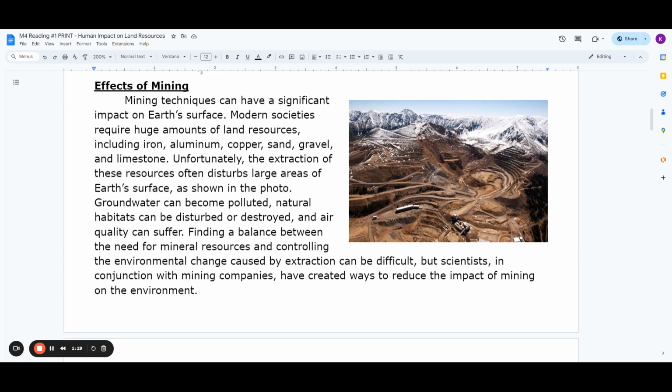Finding a balance between the need for mineral resources and controlling the environmental change caused by extraction can be difficult. But scientists, in conjunction with mining companies, have created ways to reduce the impact of mining on the environment.